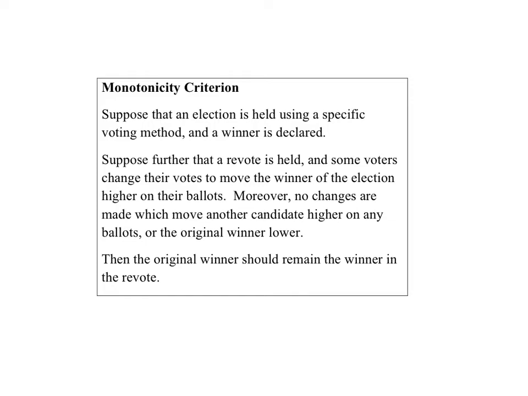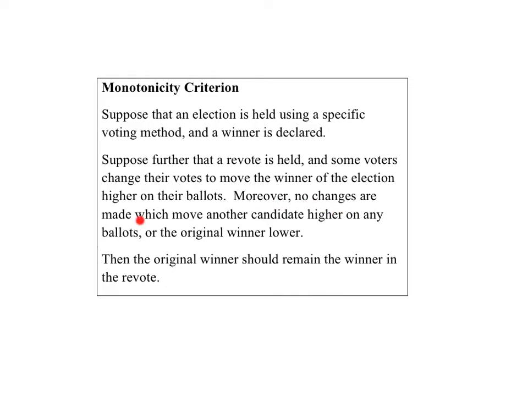Now here's the precise statement of the monotonicity criterion. Suppose that an election is held using a specific voting method, and a winner is declared. Now suppose that a revote is held. Election number 2 is held. For whatever reason, there is a revote. Now what happens in this revote? This is very important. What happens in the revote is that some voters change their votes to move the winner of the original election higher on their ballots.